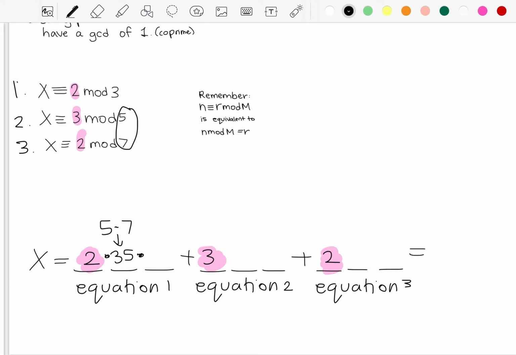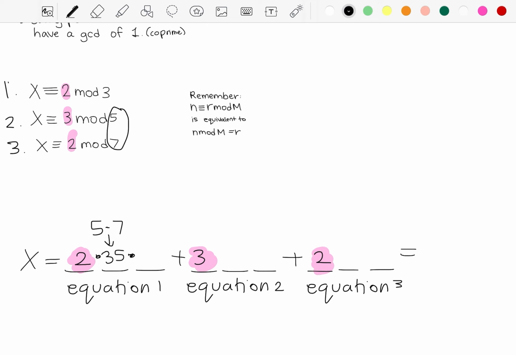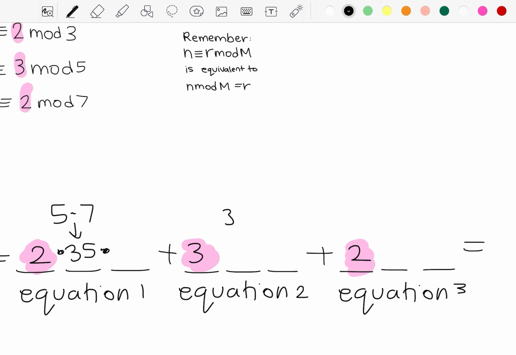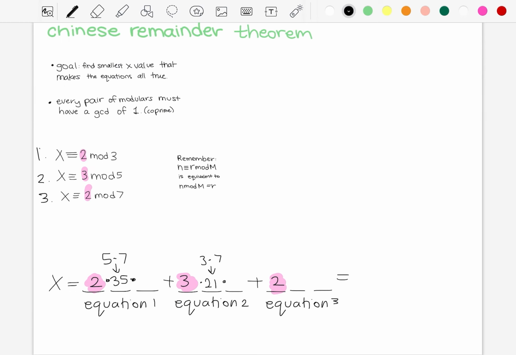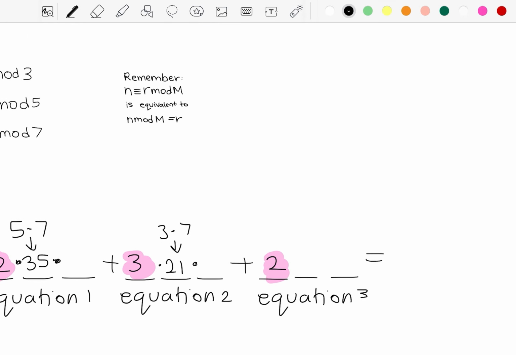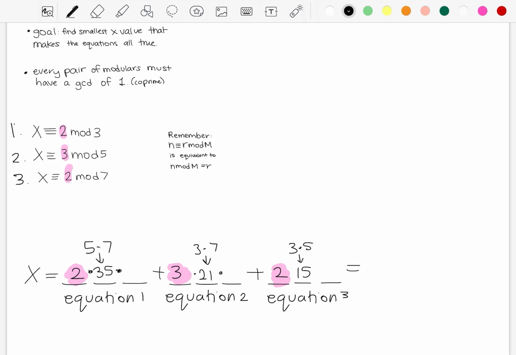Okay, let's do that for all of these. Because we're working with equation 2, we're only going to look at equation 1 and 3. So 3 times 7, and that is 21. Now equation 3, so we're only looking at 1 and 2, that is 3 times 5, which is 15.